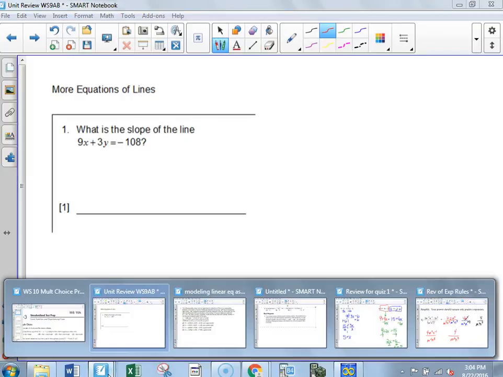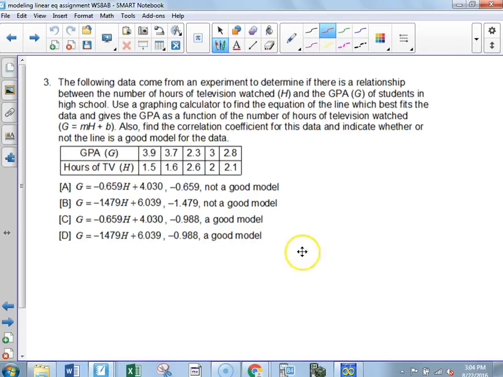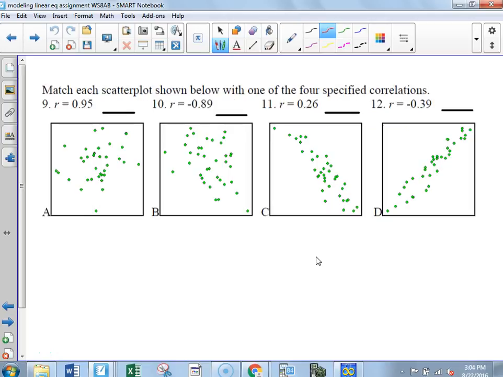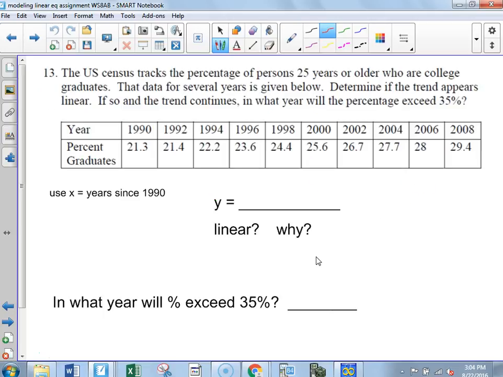Okay, we're answering questions on the review, and Jacob's question was on, I think this is the right worksheet. Which number? 8. And question number? 13. Okay. So it says to use years since 1990. So for your X list, or list 1, you're going to put 0, 2, 4, 6. That was your main question? Okay.